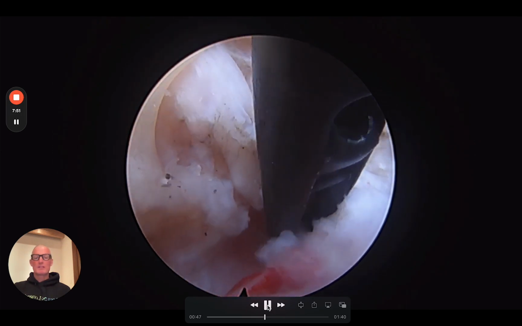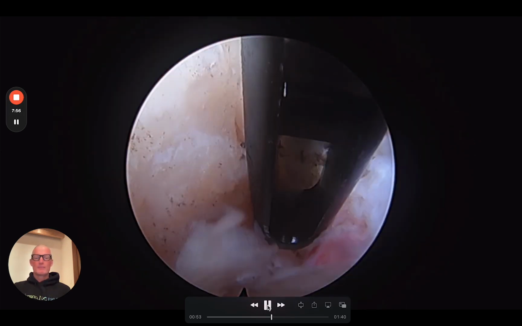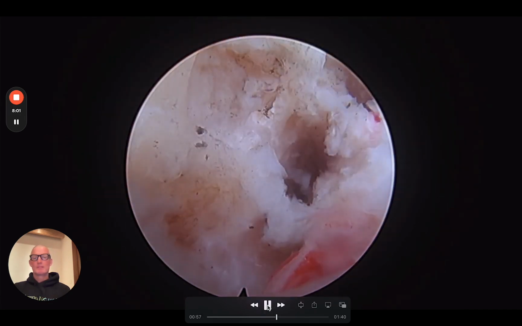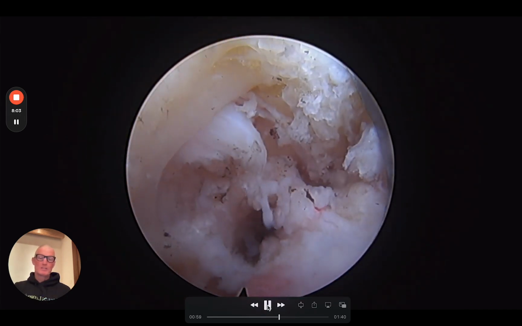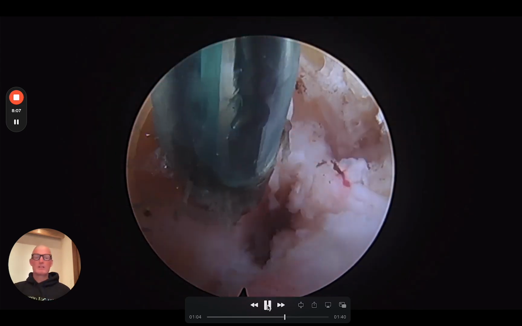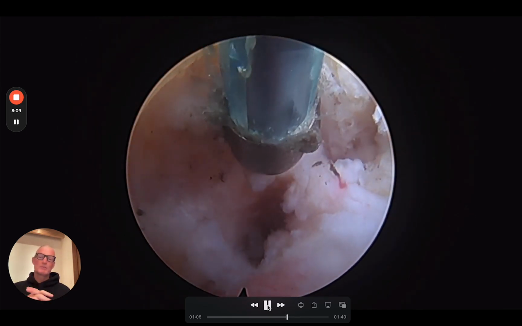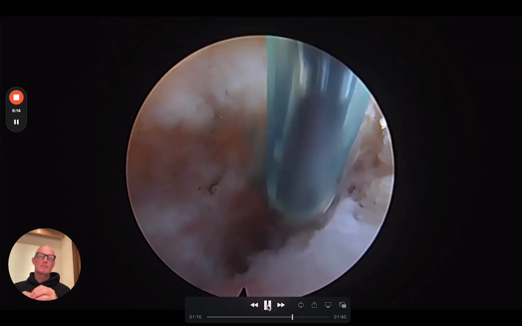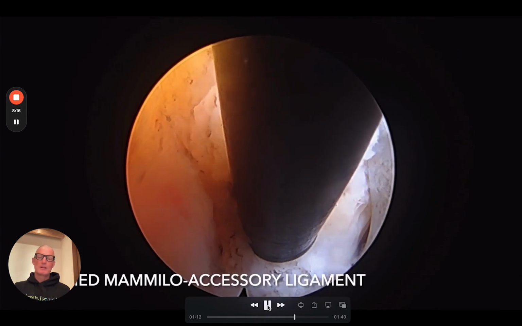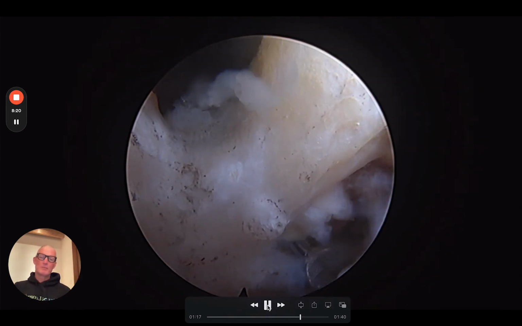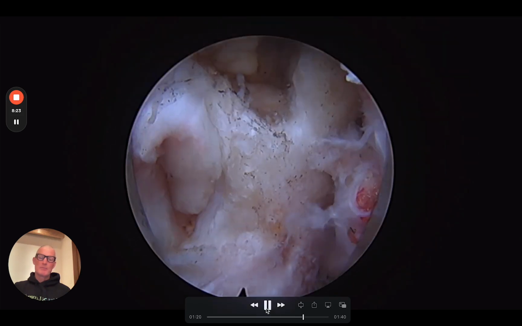So first I'll use a pair of scissors to divide the nerve, which is shown here. So there's surgical division of the nerve. You can see that the nerve is still very much in continuity. And the benefit of this procedure in terms of making the pain relief more permanent is that we'll now use the radiofrequency probe to shrink the edges of the nerve back, resulting in a division of the nerve of greater than a centimeter. And now we'll place the retractable ball tip probe underneath the mammillo-accessory ligament.